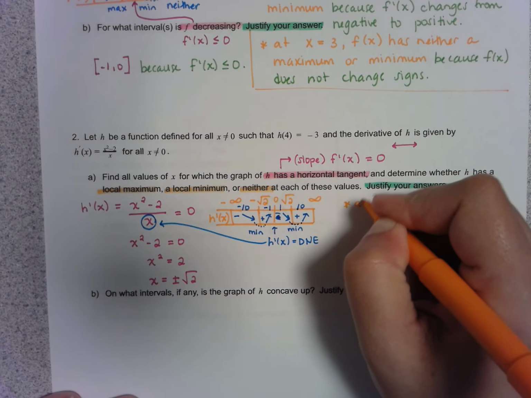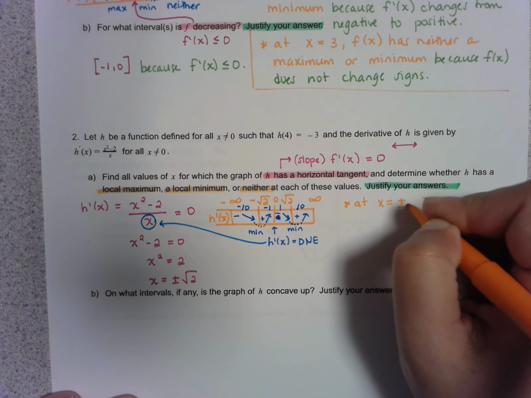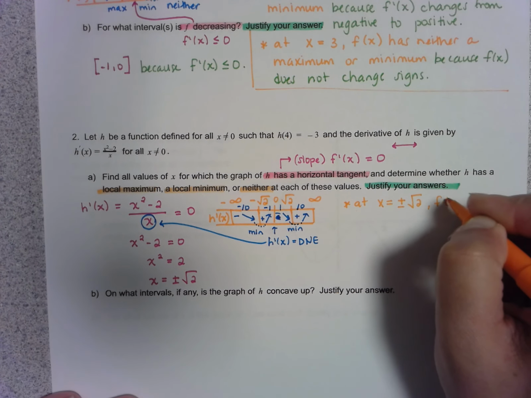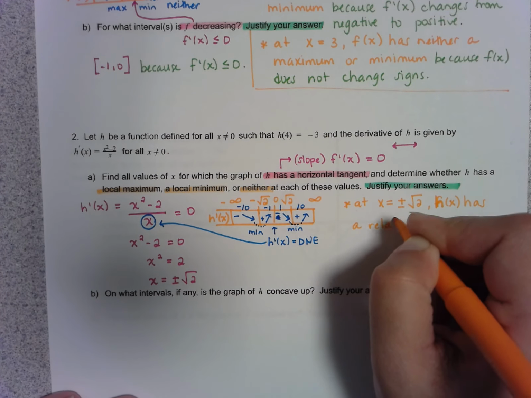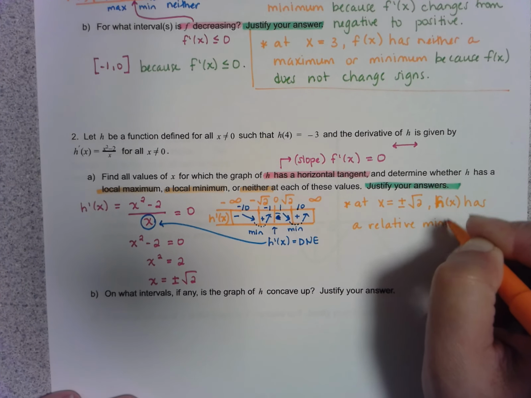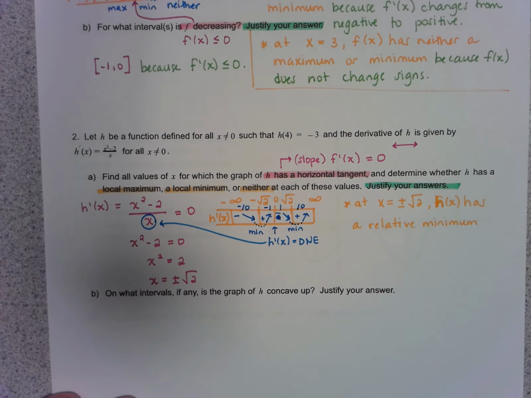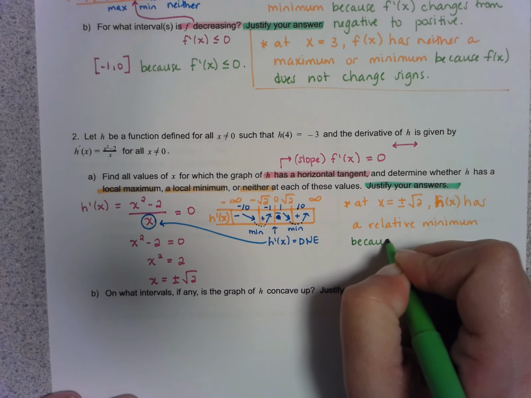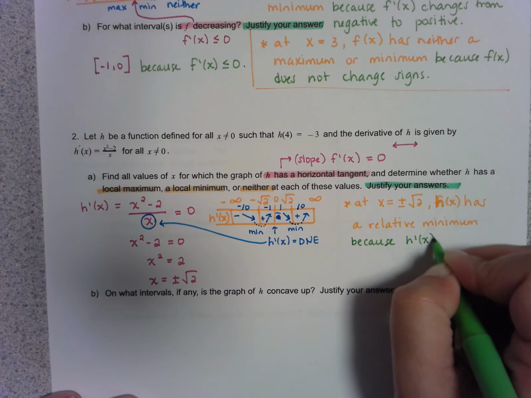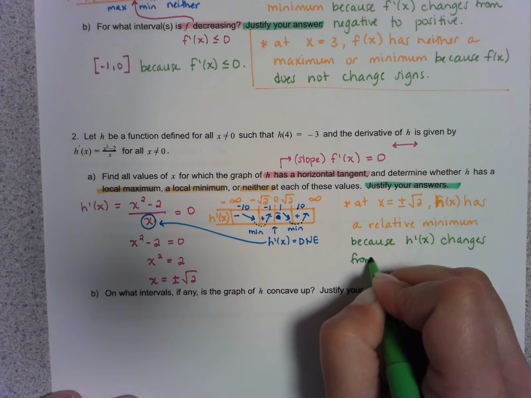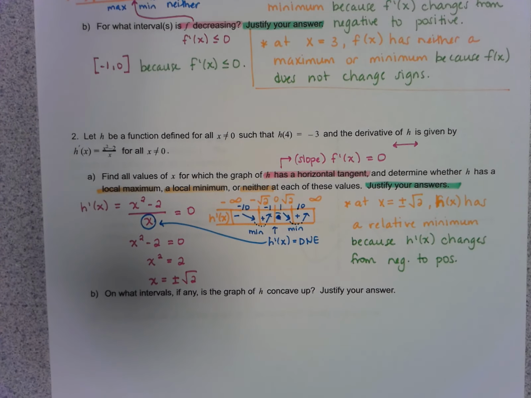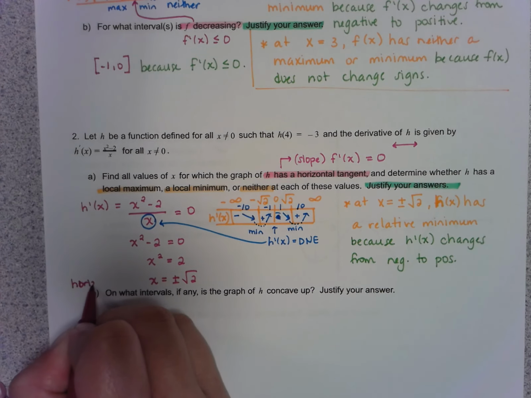So I would say at x equals plus or minus root 2, h of x has a relative minimum, because h prime of x changes from negative to positive at those values. Now, if this was the AP test, I would also make sure to really highlight that this is where I have horizontal tangent lines.